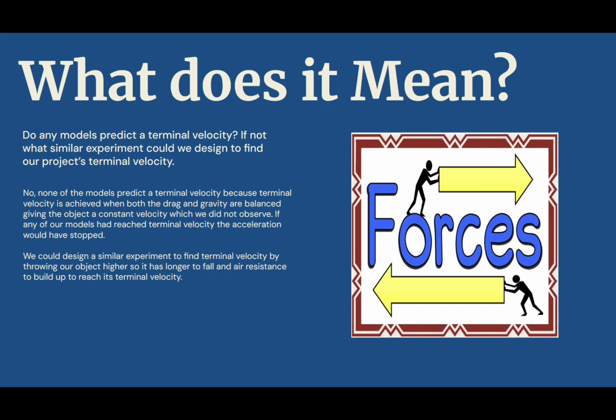No, none of the models predict a terminal velocity because terminal velocity is achieved when both the drag and gravity are balanced, giving the object a constant velocity which we did not observe. If any of our models had reached terminal velocity, the acceleration would have stopped. We could design a similar experiment to find the terminal velocity by throwing an object higher so it has longer to fall and air resistance to build up to reach its terminal velocity.